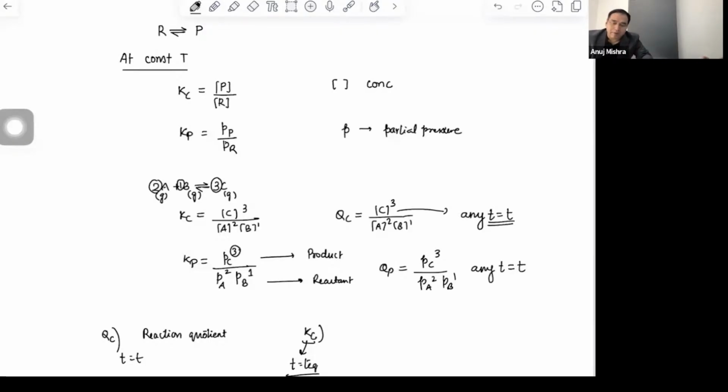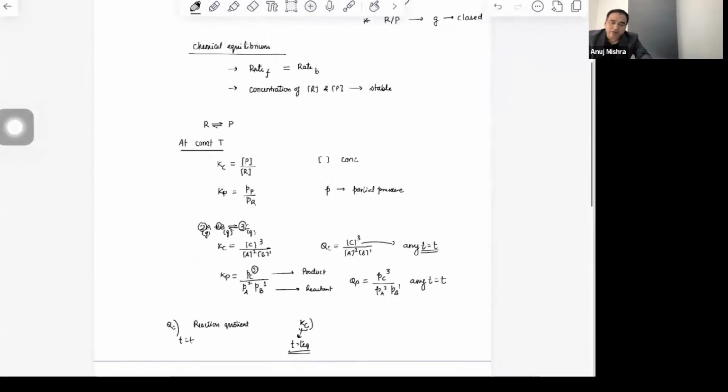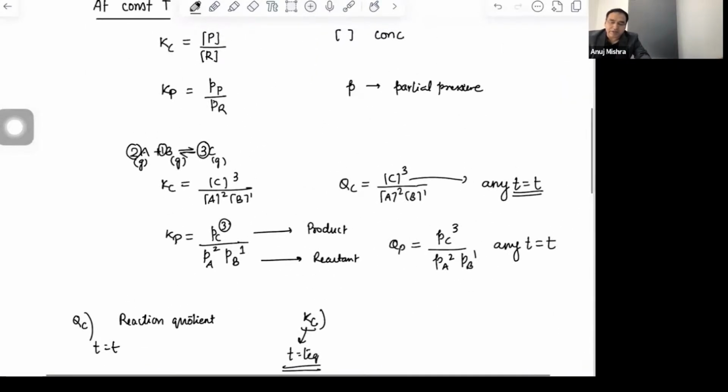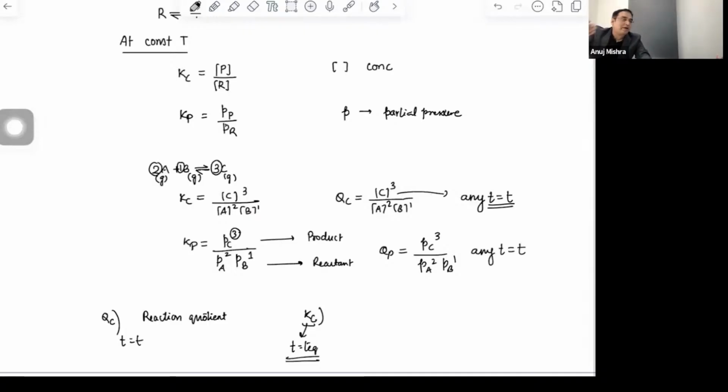Okay. So remember, if you say where the reaction exactly is, what is our understanding? What is our requirement? We want to understand, is the reaction moving in the forward side? Is the reaction going in the backward side? Is the reaction already at equilibrium? You're just trying to check that. And with the help of QP and QC, you can always check that. So these are like indicators.